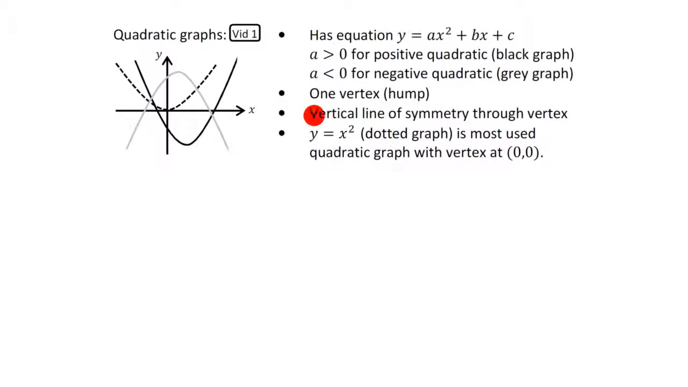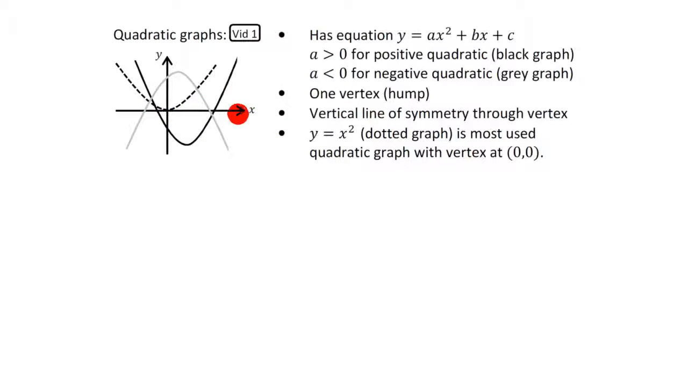Yep, and the line of symmetry, a vertical line of symmetry, goes through that vertex. So if you make a vertical line of symmetry mirror line through the vertex, this vertex there, you'll see that this side is a reflection of this side of the graph. This side is a reflection of this side of the graph. That's the vertex there. Any quadratic, that's true.